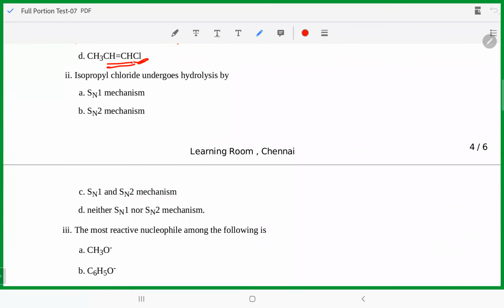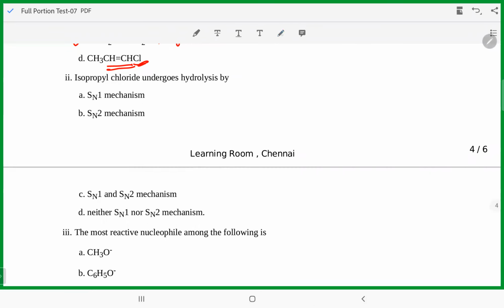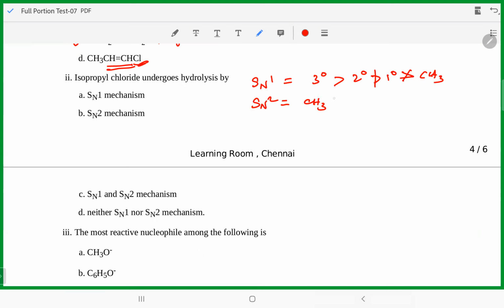Then isopropyl undergoes hydrolysis by SN1, SN2, both SN1 and SN2, or neither SN1 nor SN2. We know that for the SN1 reaction, tertiary will go faster than secondary, then primary, and methyl is slowest. When it comes to SN2, methyl has the fastest rate, then primary, then secondary, and tertiary will not undergo. Now in both cases secondary is possible. So what is the answer? C is the answer.